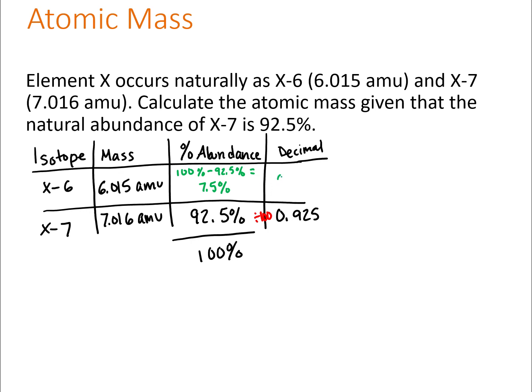So the green is what we had to fill in ourselves. You will see a problem like that. Definitely on the homework, definitely on the exam. So make sure you understand that concept. Percent abundance has to total 100%. Use that to your advantage.